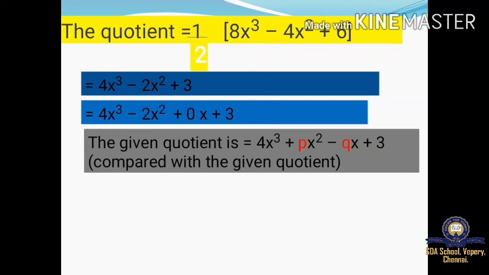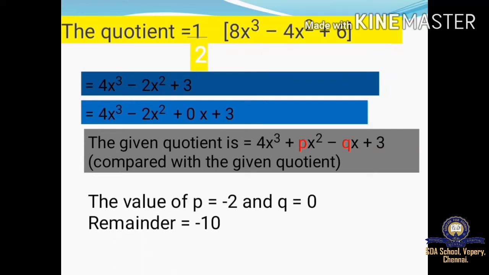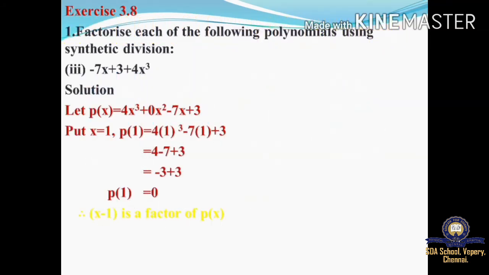I can also put 0x. As I told you, it will not affect my sum. If I put 0 into any number, I will get eventually 0 only. So automatically it will disappear. Just in order to satisfy the given quotient form, I am writing it as 0x. Okay, now compare it. What will you get? The value of p as minus 2 and q as 0 and remainder as minus 10. Got it, students?